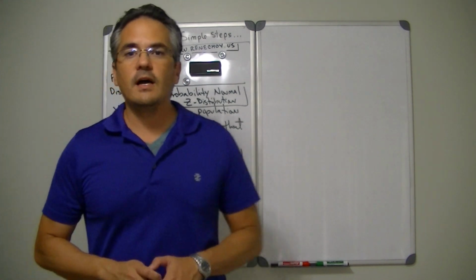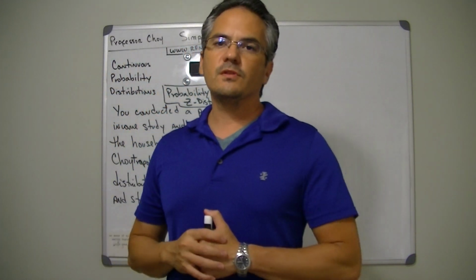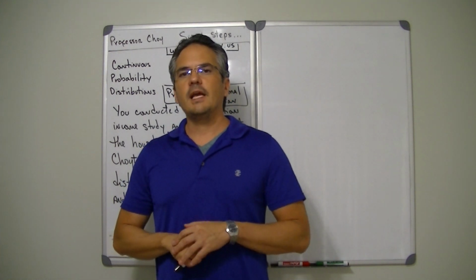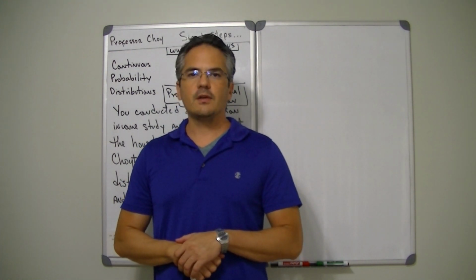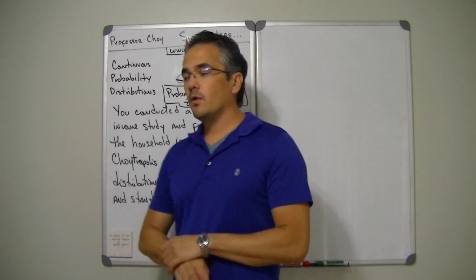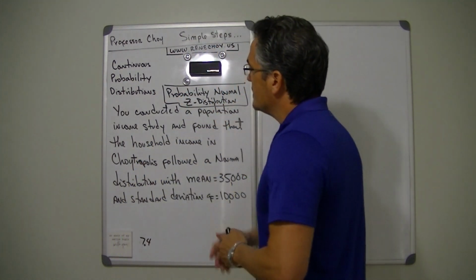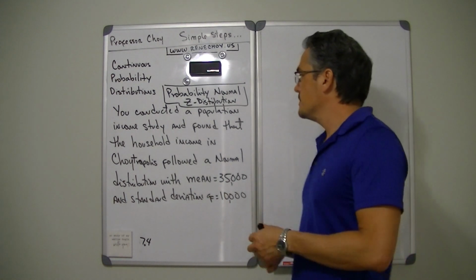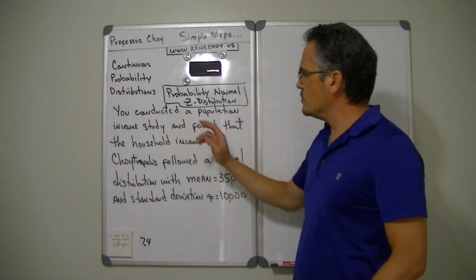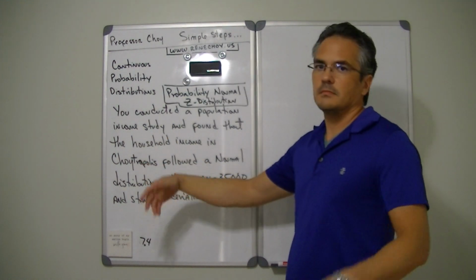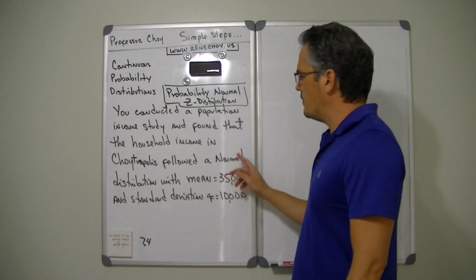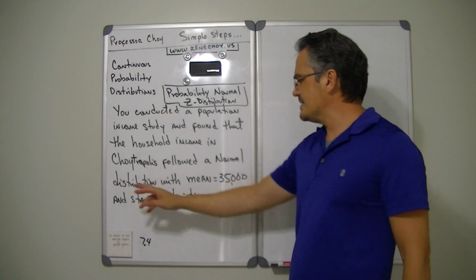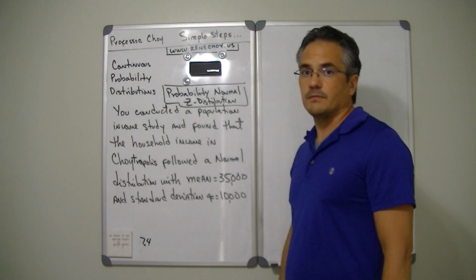Today I'm here to talk about continuous probability distributions, and more specifically about normal probability distributions and how to find a probability on that particular distribution. Imagine that you conducted a study of population income and found that the household income in Choitropolis, a fake city, followed a normal distribution with a mean of 35,000 and a standard deviation of 10,000.